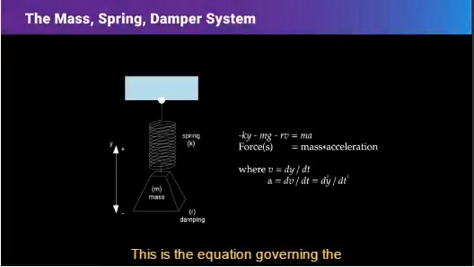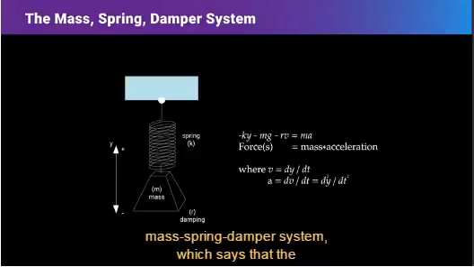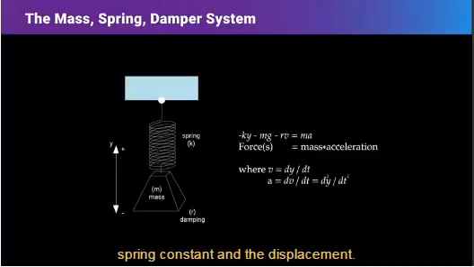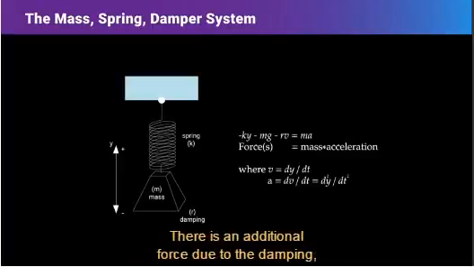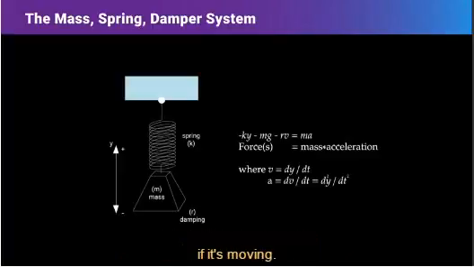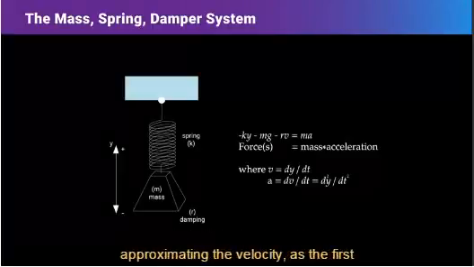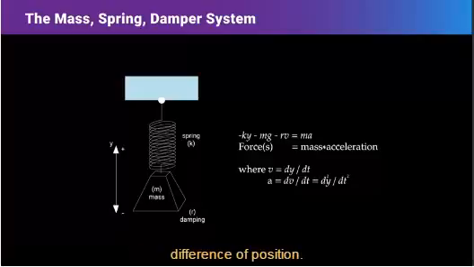This is the equation governing the mass spring damper system, which says that the acceleration on the mass is a function of the spring constant and the displacement. There is an additional force due to the damping, which acts proportional to the velocity of the mass if it's moving. We can solve this in the computer by approximating the velocity as the first difference of position. In other words, the position now minus the position a little bit of time ago. And by approximating the acceleration as the second difference in position, or the first difference in velocity.